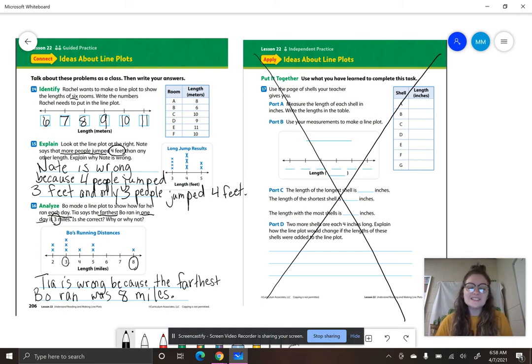All right, Smarties, that is going to be it for today. Just like measuring, we have to be precise and exact when we are reading and making line plots.